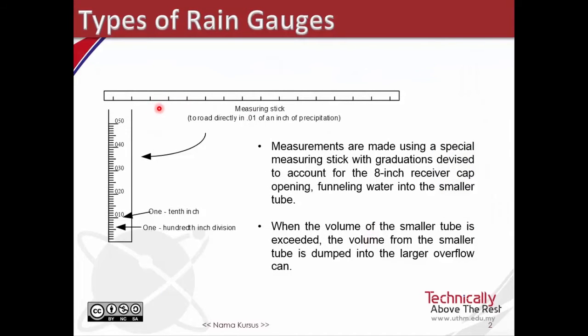Measurements are made using a special measuring stick with graduations devised to account for the 8-inch receiver cap opening funneling water into the smaller tube. When the volume of the smaller tube is exceeded, it is dumped into the larger overflow can.